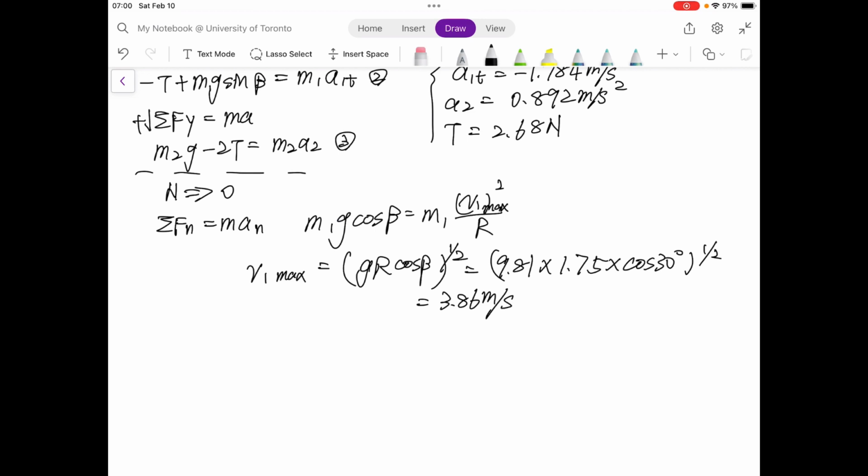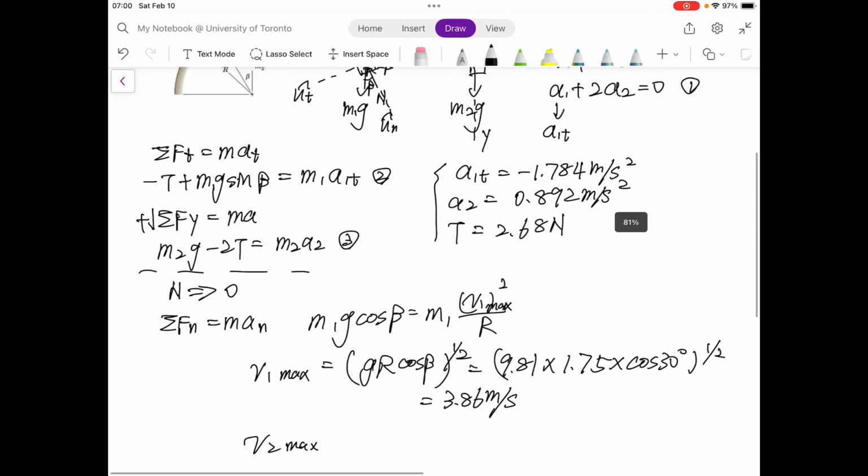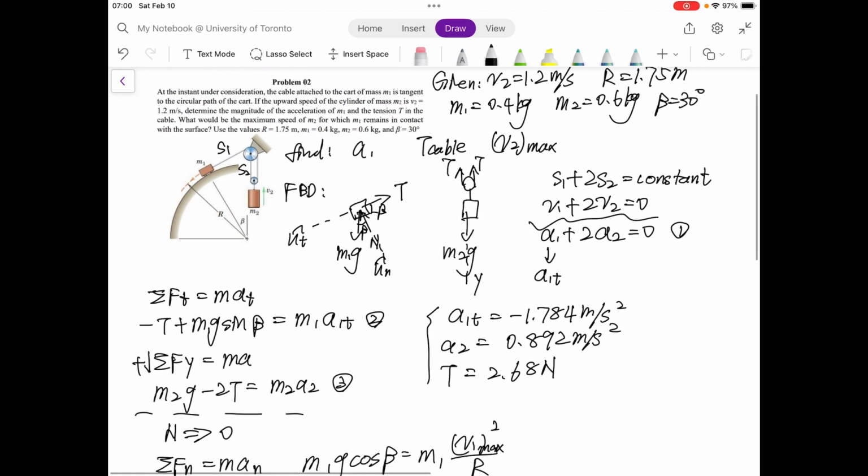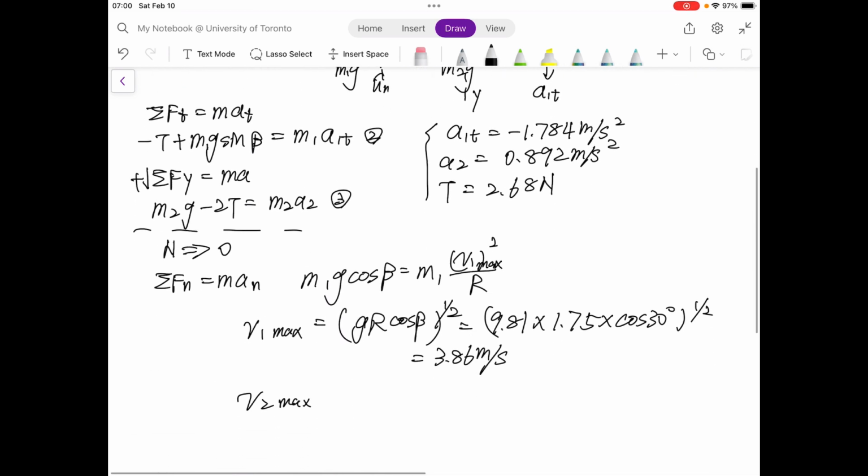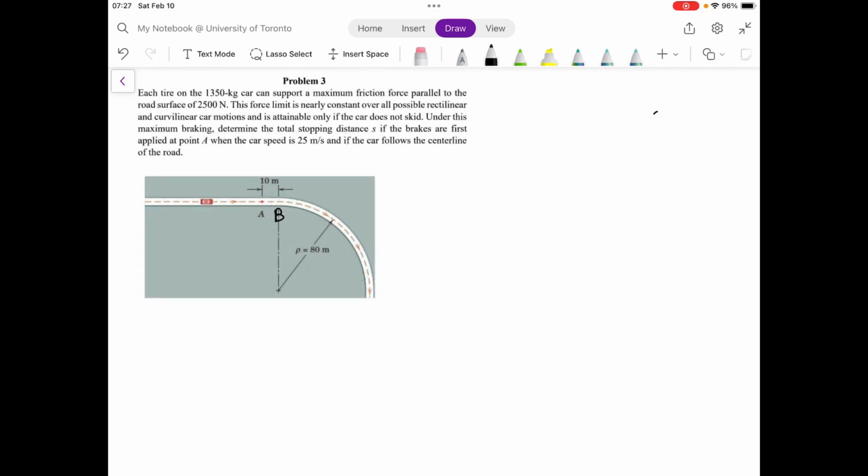So v2 maximum, according to this equation, is equal to 1.928 meters per second.